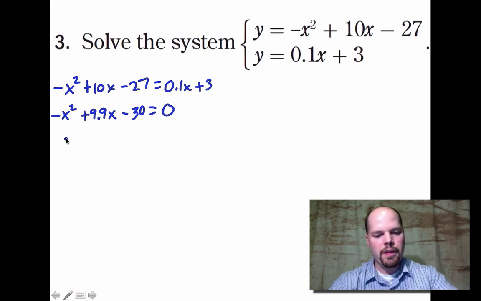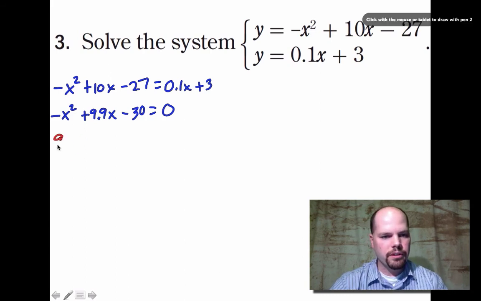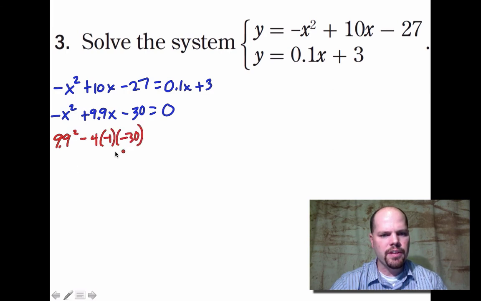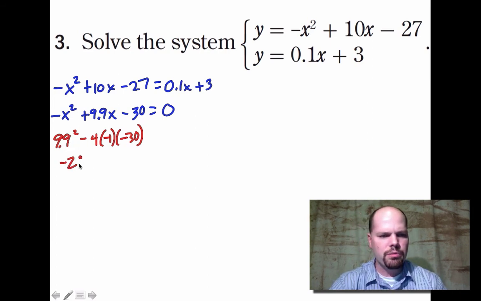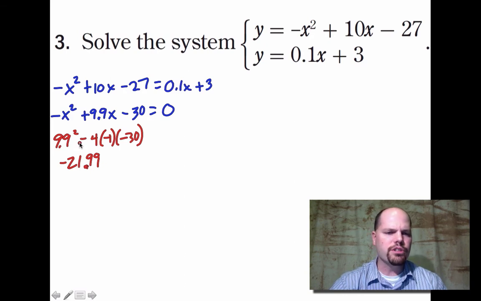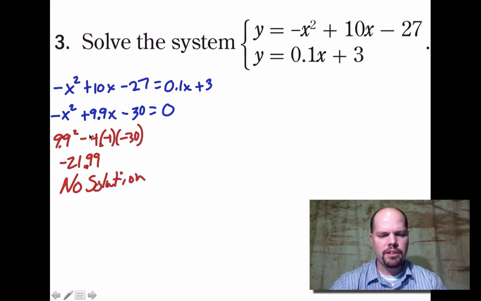So we're going to go b squared, 9.9 squared minus 4 times a times c, and let's see what that ends up giving us, -21.99. And that's a negative discriminant, which means there is no solution to this system. It doesn't work. So what's that look like on a graph?